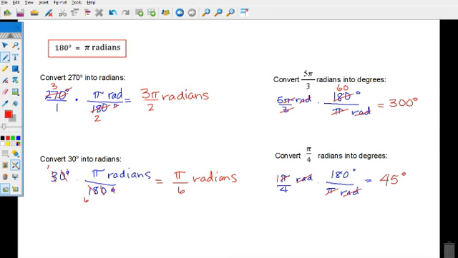So there you go. Now we know how to convert radians into degrees and degrees into radians.